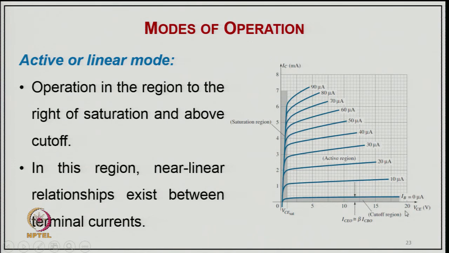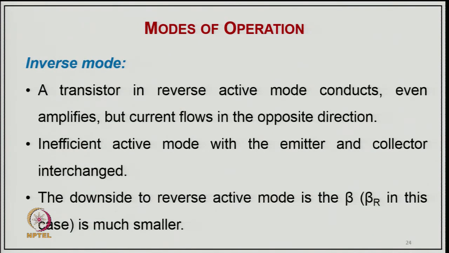The second region is the active region, the major region, or we call it linear mode. The operation in this region is to the right of the saturation and above the cutoff, meaning saturation is on this side and cutoff is on this side. In this region a nearly linear relationship exists between the terminal currents. And now, inverse mode: a transistor in reverse active mode conducts and even amplifies, but the current flows in the opposite direction.